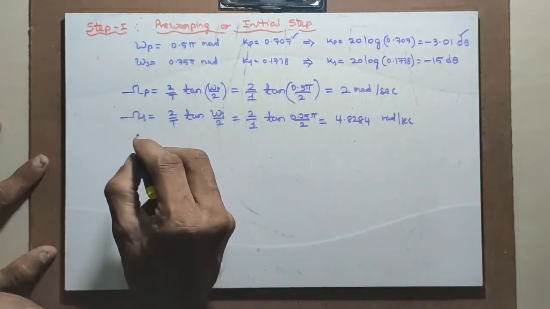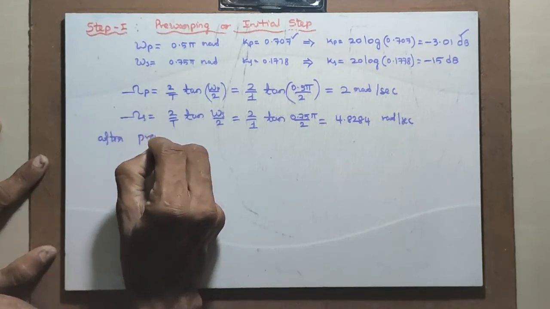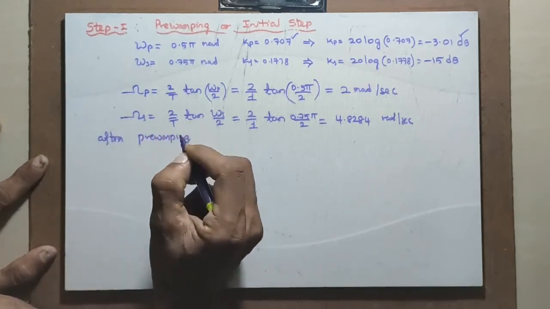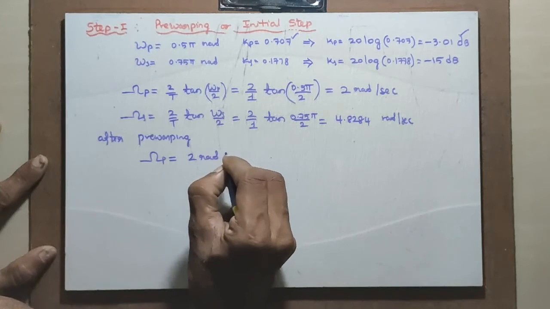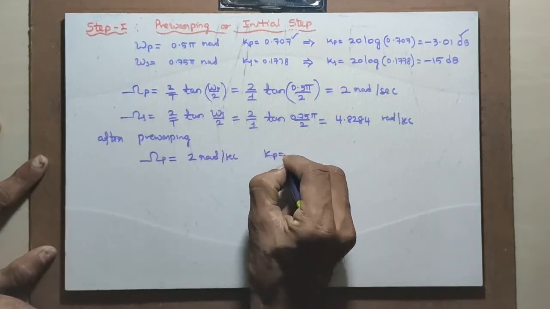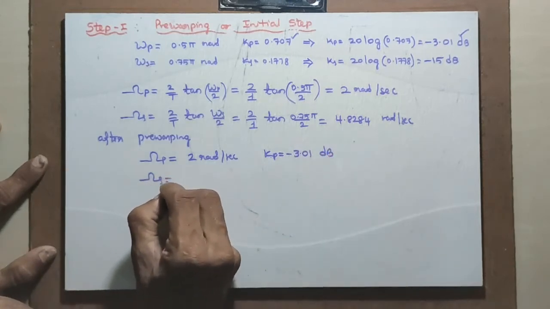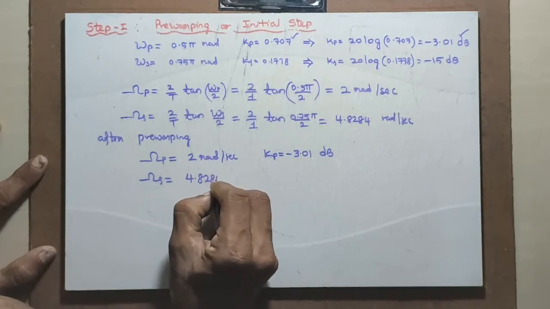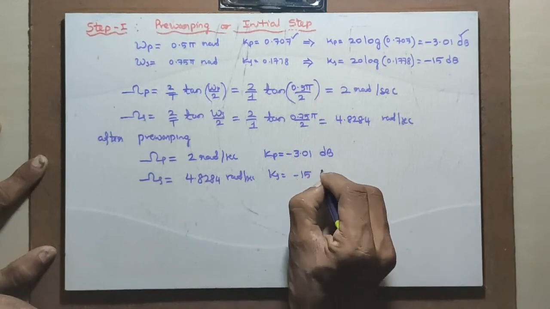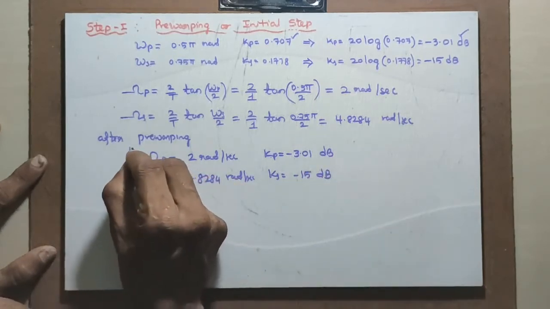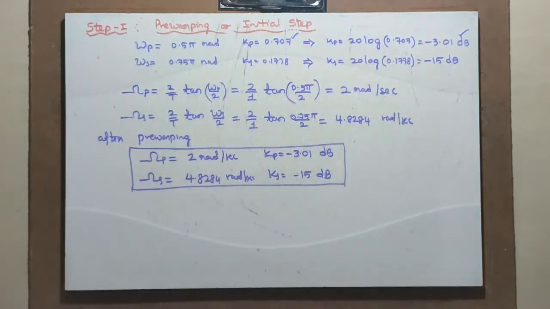Now I shall write down after step 1, after pre-warping. What you got is Ωp equal to 2 radians per second and corresponding Kp equal to minus 3.01 decibels. Ωs is equal to 4.8284 radians per second, Ks is equal to minus 15 decibels. Yes, I got all the 4 values. Now, what is step 2?